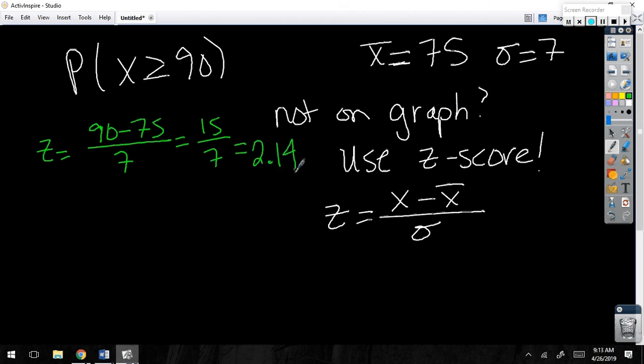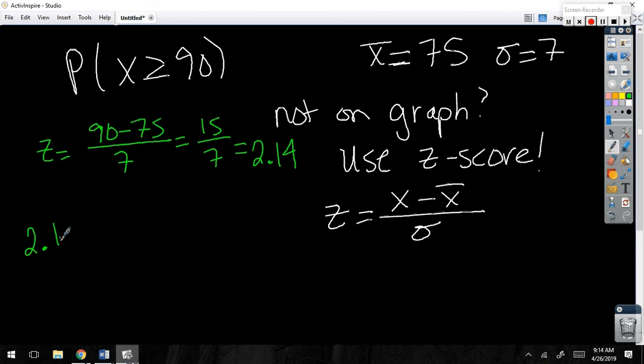Take out your sheet. Look at the table that I gave you. Notice you have a negative side and you have a positive side, right? So I want to go to 2.1, on the positive. So go to 2.1.